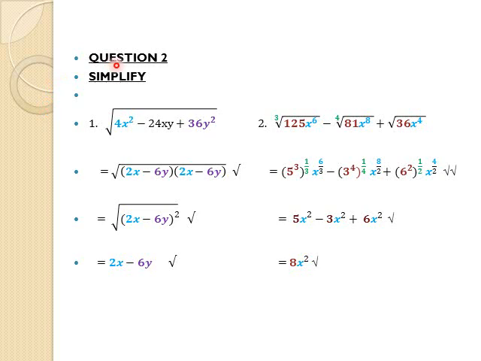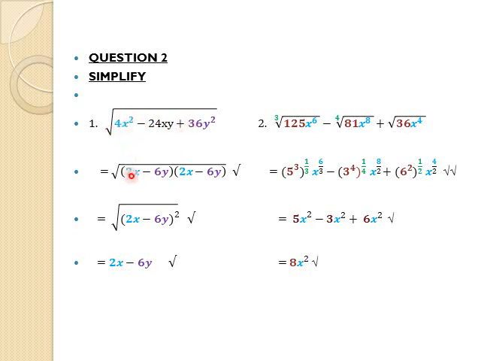So question 2 simply says simplify. Given one big square root, and under that they give me 4x squared minus 24xy plus 36y squared. Generally, if it's given like that, I can find the square root straight. 4 is a perfect square, 36 too, but 24 is not. So we first factorize and hope that it forms a perfect square.